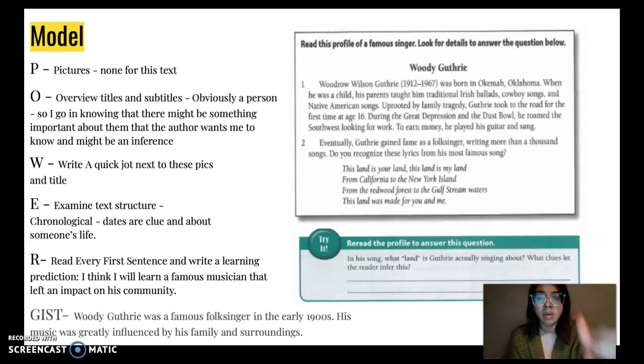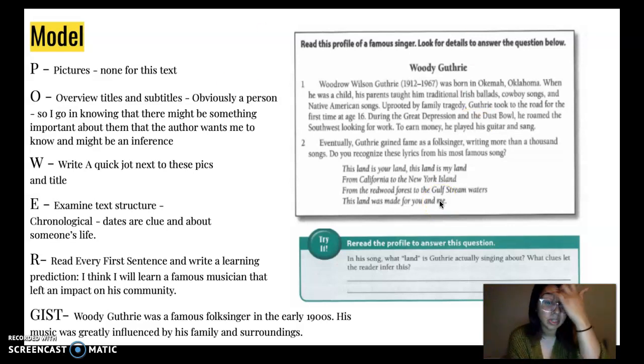For me, when I read this one, who am I talking about? Woody Guthrie. What is he? A famous singer during what time? The early 1900s. What did he do? Why is he important? Well, his music was greatly influenced by his families and his surroundings. That's the inference that I made.